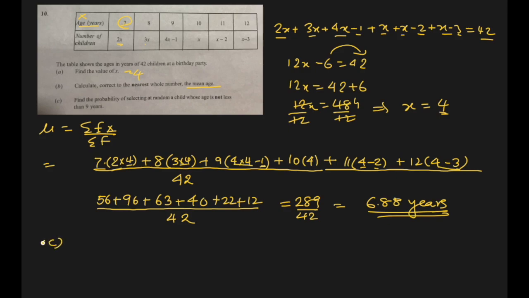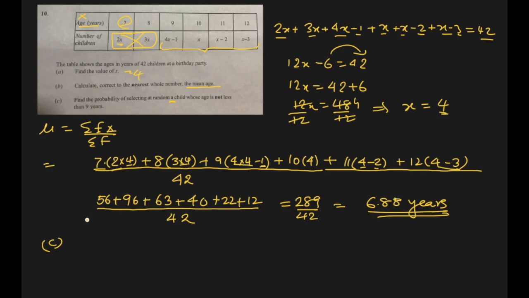C. Find the probability of selecting at random one child whose age is not less than 9 years. So less than 9 years means 7 or 8, these, right? It is not in this section. That means that child is in this bracket.